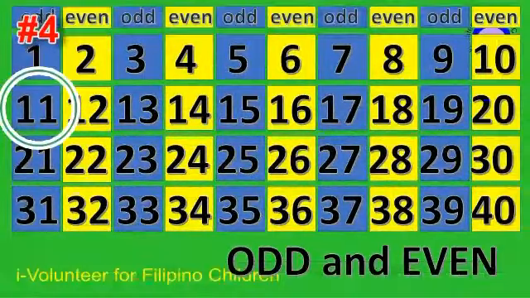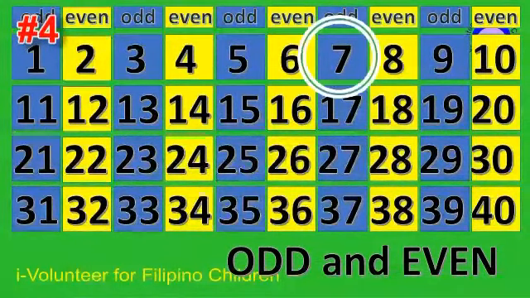Item number 4. Is the number odd or even? Number 7 is an odd number. Kindly repeat.